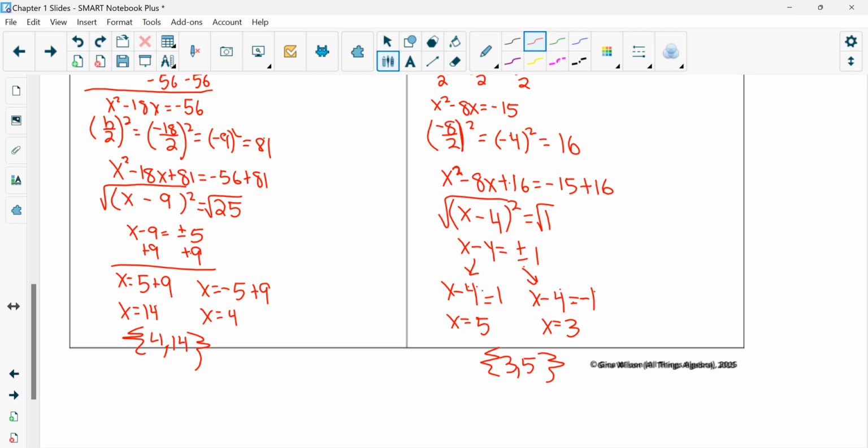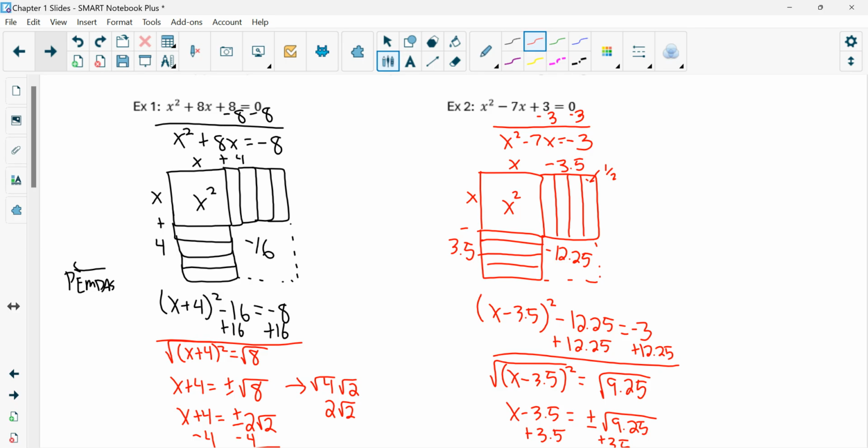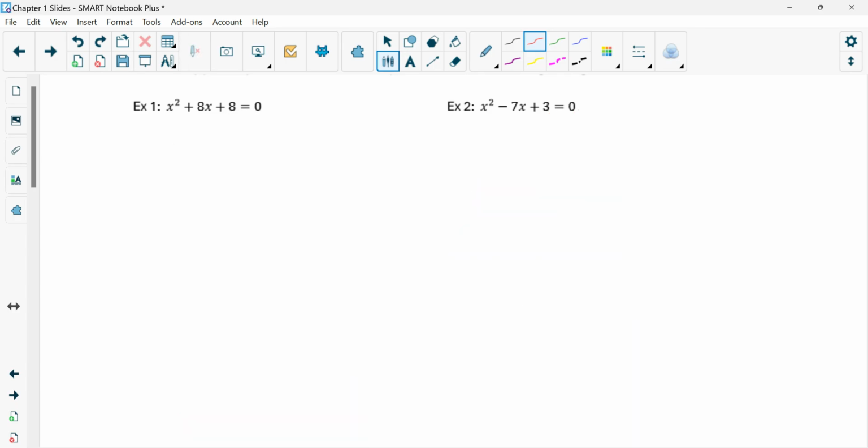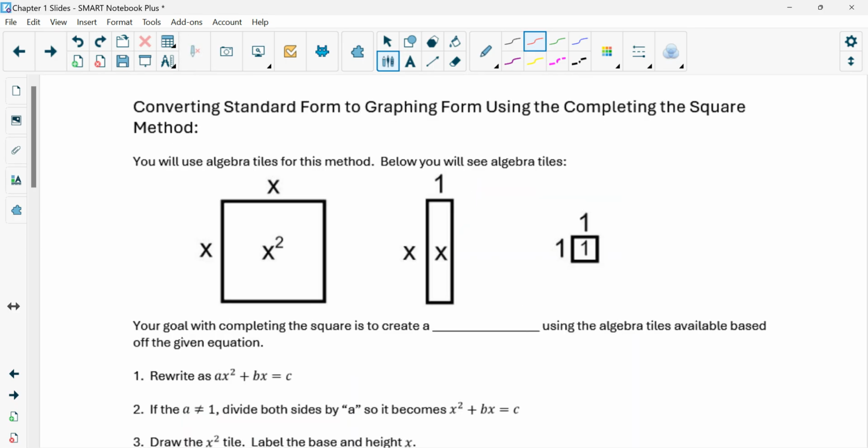All right. So that's one way you can do it. If you like doing it that way, the (b/2) squared, go ahead and do it. That's all good. The other way you can do it is by using algebra tiles. Algebra tiles is actually the way this was created originally. So that is up to you on how you do this.